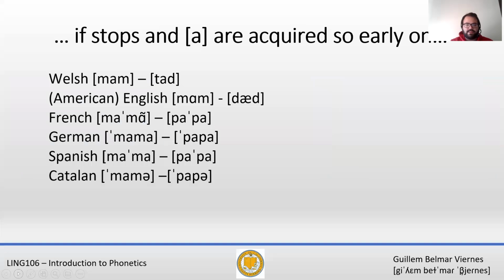So let's look at this. If we said that stops are the first thing we acquire, and the vowel a or schwa is also the first vowel we acquire, now let's take a look at these words. These are a series of words for mom and dad. We have American English, mom and dad, but also Welsh, French, maman and papa, German, mama and papa, Spanish, mama and papa, even though mamá and papá are also possible, Catalan, mama and papa. So we have a lot of words that are very, very similar here, right?